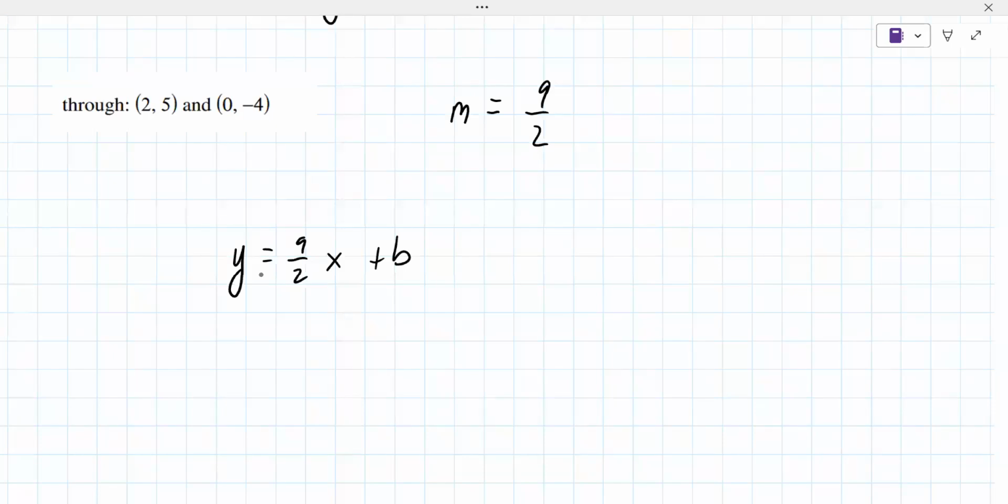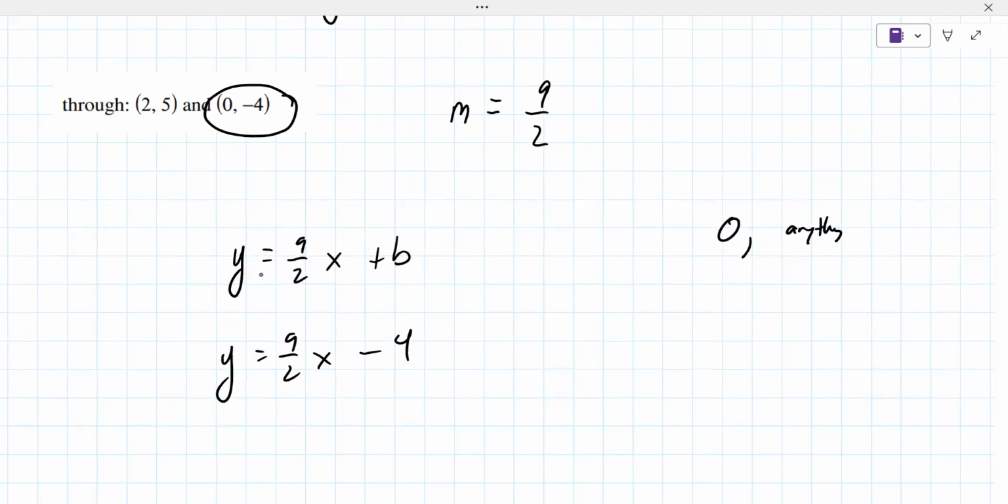y equals 9/2 x minus 4. Very good. What's important for you to see, and we won't see very many problems like that, is when you get a point like 0 comma anything, that second number is always the b value. Always. There are no exceptions to that, and that's good because it allows you to know that you don't even have to do this calculation. You just get it.